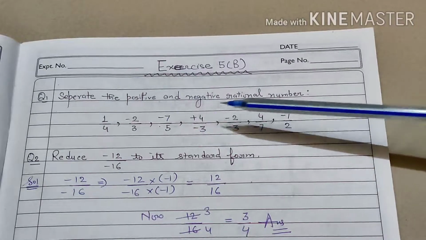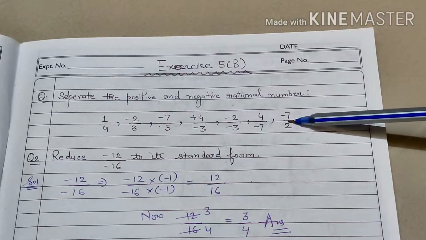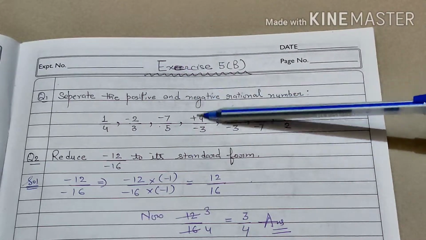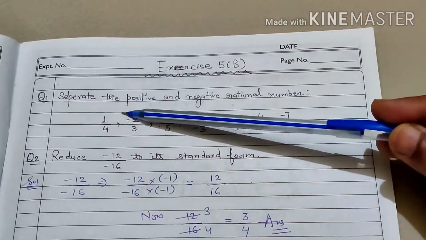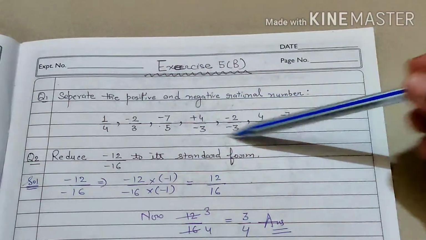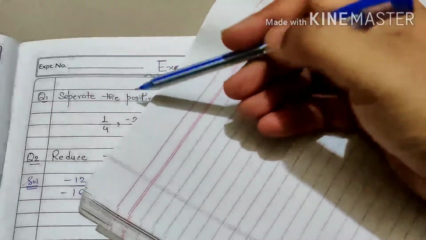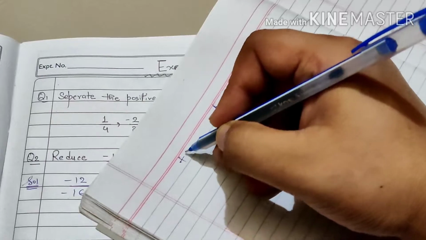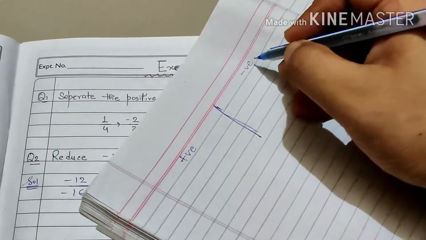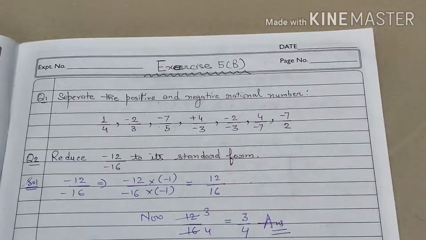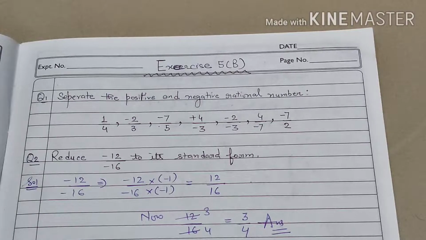This is similar to this one, so this is negative and this is also negative. So when you do this question, separate the rational numbers by making a line in the middle. Suppose you draw the line, and this side is the positive rational numbers and this side is the negative rational numbers. Okay, and separate them.